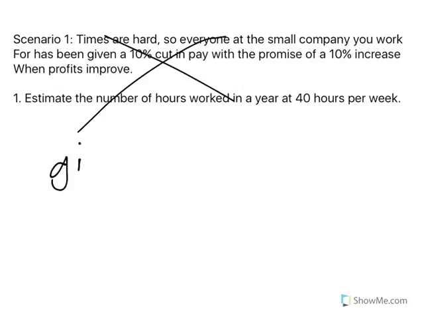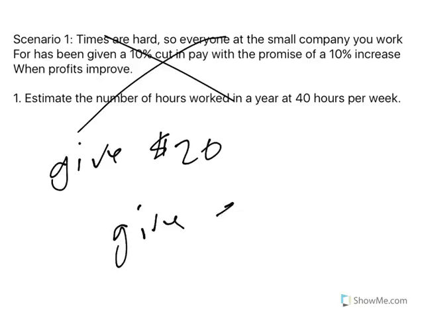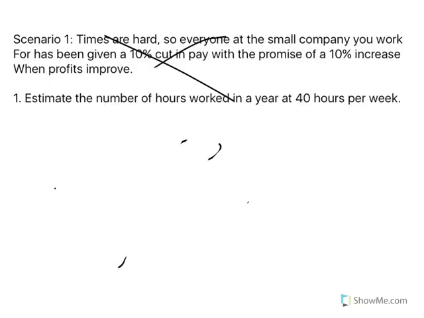Absolute change. If I give you $20 and then you give me $20, we're even, right? That's absolute because it's absolute numbers. Relative is percentages. Are the percentages additive? If I take away 10% and then give 10% back, is it the same? And that's what we're going to talk about here in this first example.